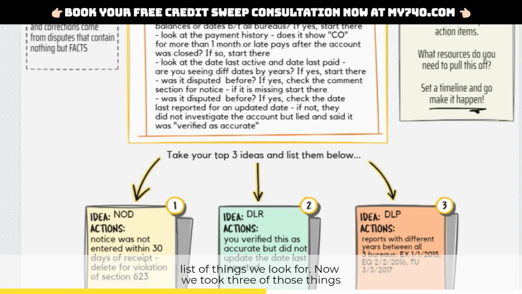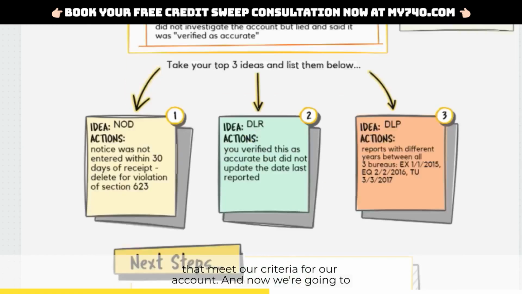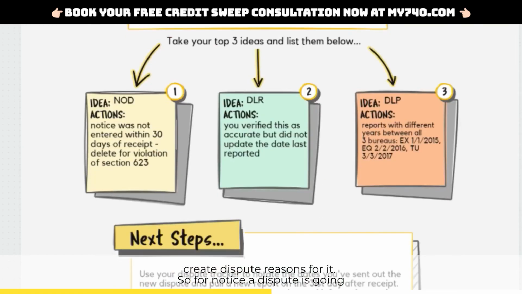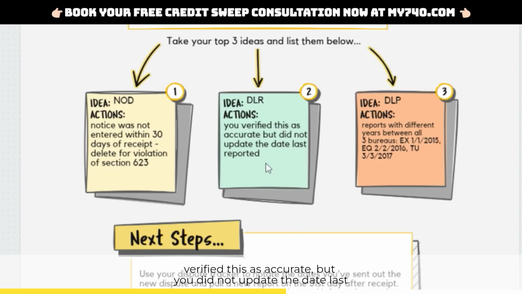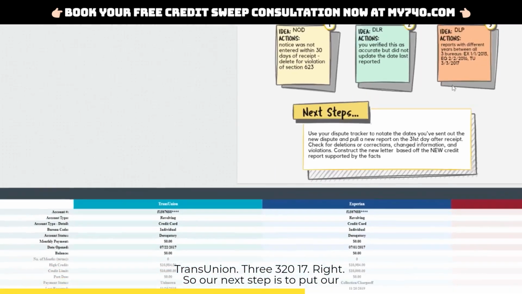Now we took 3 of those things that meet our criteria for our account, and now we're going to create dispute reasons for it. So for notice of dispute, it's going to be notice was not entered within 30 days of receipt, delete for violation of section 623. For date last reported, you verified this as accurate, but you did not update the date last reported. And for date last paid, reports with different years between all 3 bureaus. Experian shows 1/1/2015, and this is just an example. Equifax 2/2/2016, and TransUnion 3/3/2017, right?